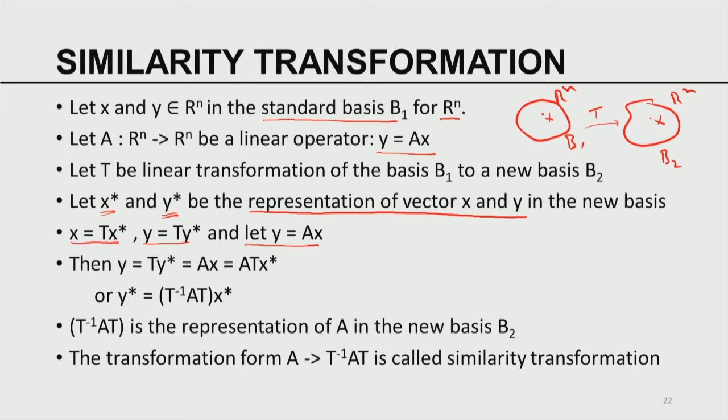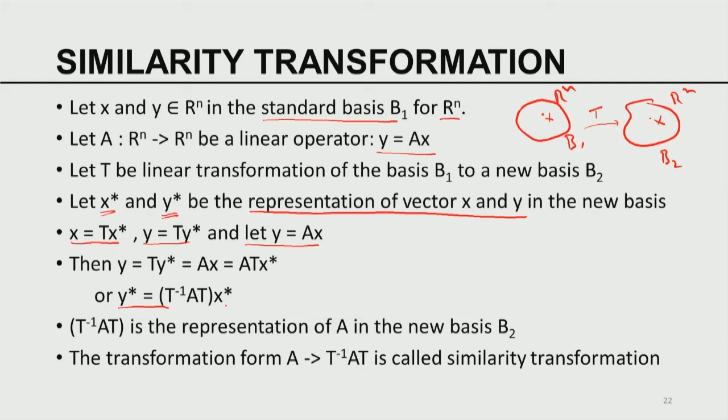x is equal to T of x star, y is equal to T of y star, let y is equal to A of x. That essentially tells you y is equal to T of y star, which is equal to A of x, but x is equal to T of x star, but y is equal to T of y star. So if I substitute y is equal to T of y star, we get the relation y star is equal to T inverse A T x star. So you can readily see the relation between y star and x star as follows.